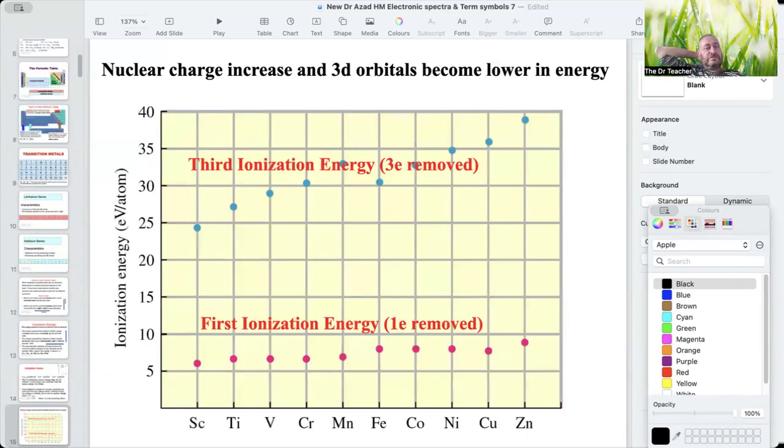Now the nuclear charge increases and the 3d orbitals become lower in energy. For the third ionization energy, 3 electrons are removed. For the first ionization energy, 1 electron is removed. So you see the increase here.